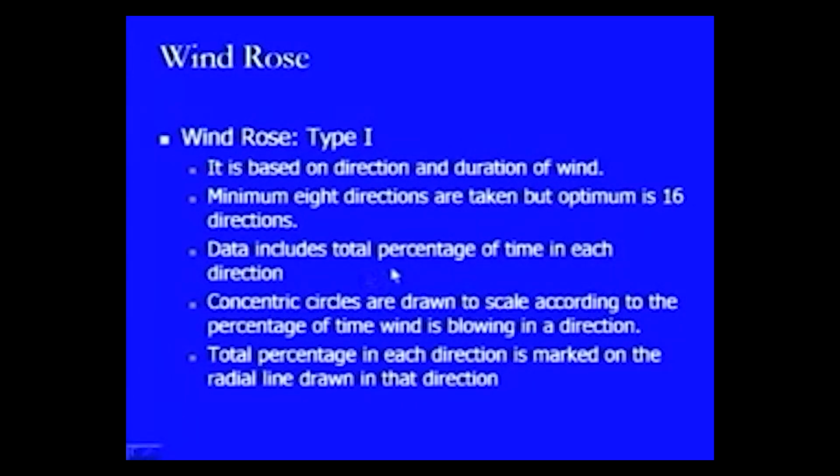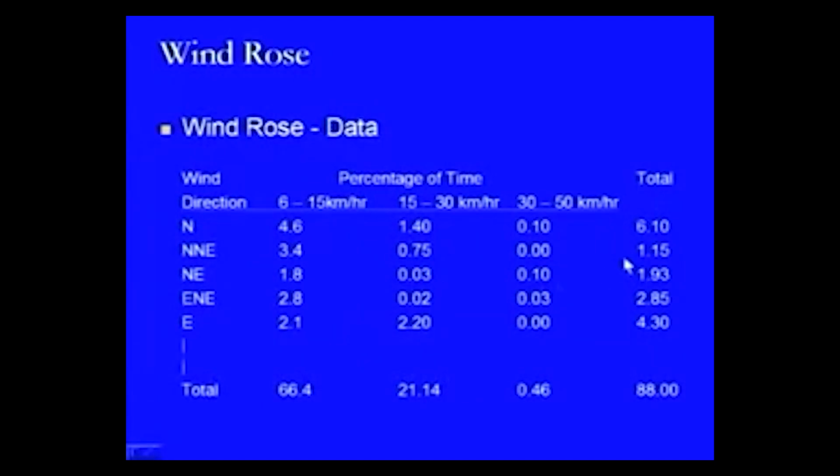Here the data will include the total percentage of time in each direction, as done in the final column of the previous data chart. The concentric circles are drawn to scale according to the percentage of time the wind is blowing in a direction. So, based on the value we will be drawing the concentric circles. This is based on the minimum or the maximum time period available. If you look at this diagram, the minimum is 1.15 and the maximum is 6.10. So, on the basis of these values we will be drawing the concentric circles.